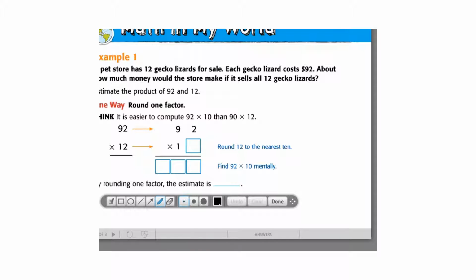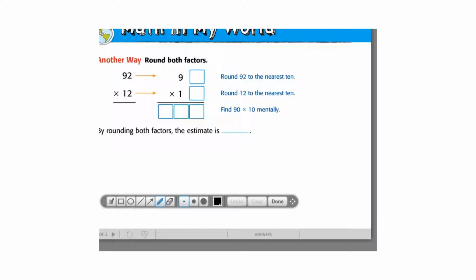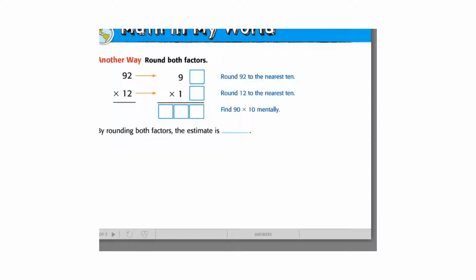Let me switch slides. So if I decided to change both numbers, oh, look at that. Another way, round two factors. So if we make 92 into 90 and 12 into 10, he already told me that ours would be 900, right? So the first way actually is going to give you a closer estimate to the actual answer because we only changed one of the numbers. So the more you change it, the further from the actual answer you're going to get. So it's going to be a little more difficult to compare your estimate with your actual answer and make sure that you're right, because it's going to be a little further away. But it would not be wrong.